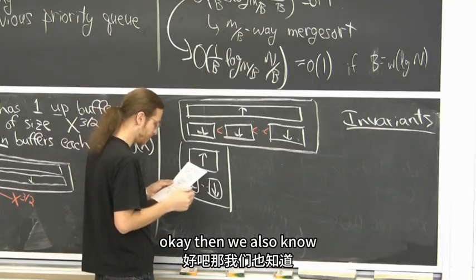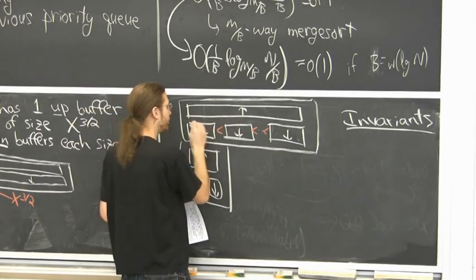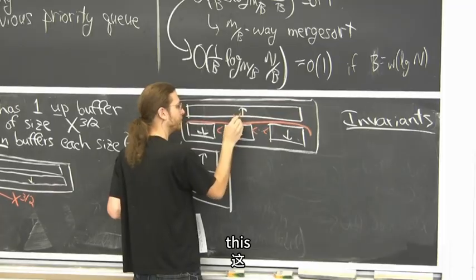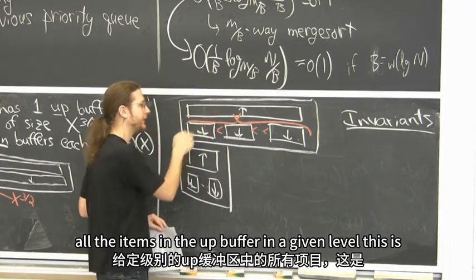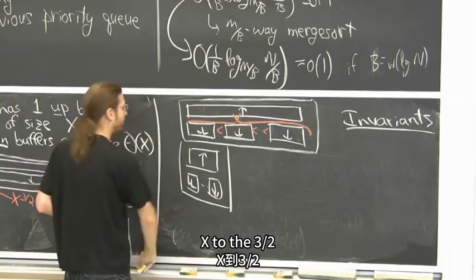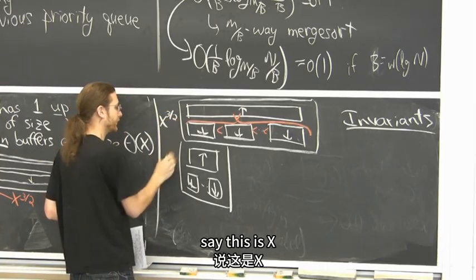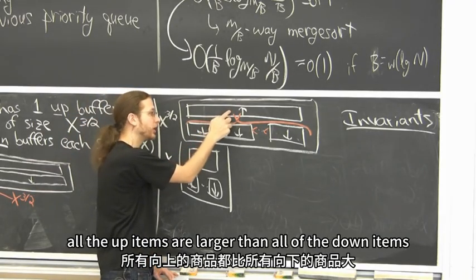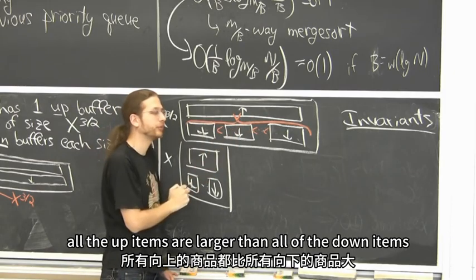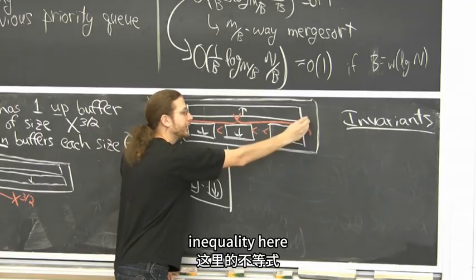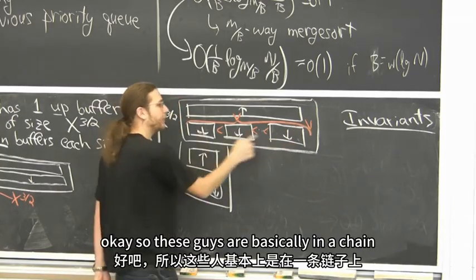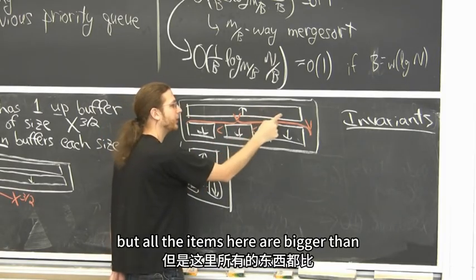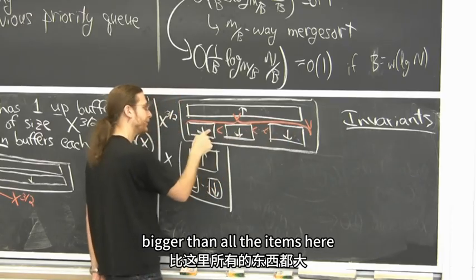Okay, then we also know this. All the items in the up buffer in a given level, this is x to the 3/2, let's say, and this is x. All the up items are larger than all of the down items. So that's just an inequality here. So these guys are basically in a chain. Again, the items in here are not sorted, but all the items here are bigger than all the items here, bigger than all the items here, bigger than all the items here.